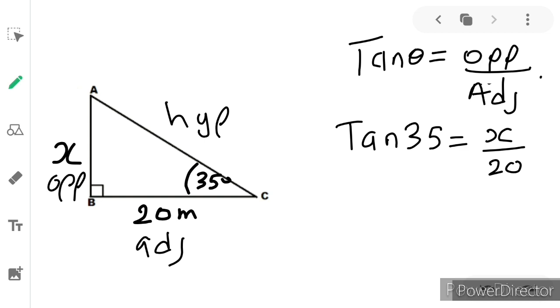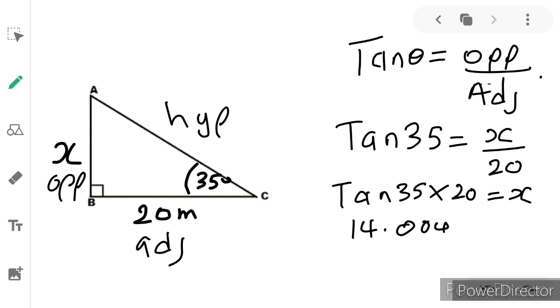And if we want to solve for x, we just make x the subject of the formula. The 20 is divided here, and when we take it over, it will multiply. So we'll have tan 35 multiplied by 20, and that will give you the value of x. If we punch that into our scientific calculator, tan 35 times 20 will give you a value of 14.004, and that will be equal to x. So x will have a value of 14 meters. We rounded it off to the nearest meter. So it's as simple as that.